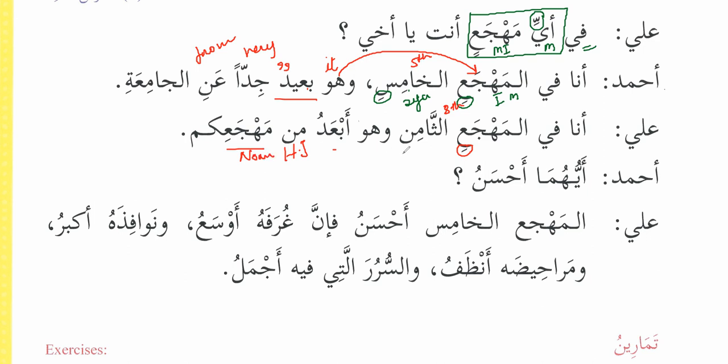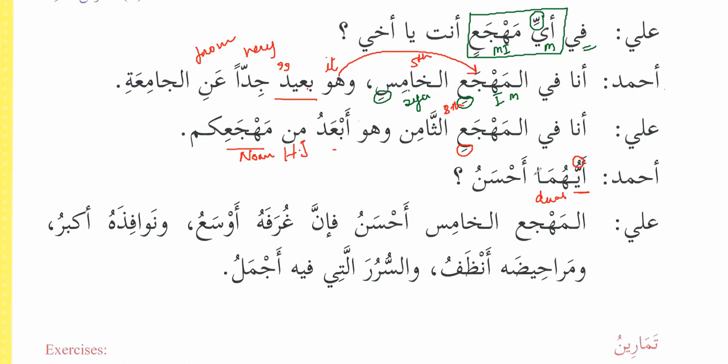Ayyuhuma, ayyu, which of you two? This is for dual, and ayyu means which. So can you see this ayyu is coming with the Dhamma? Why? Because it's the starting of the sentence. Here it came after harf jar, so it had a kasra. Ayyuhuma, which of you two ahsanu? Which, I'm sorry, not you two, but which of these two?